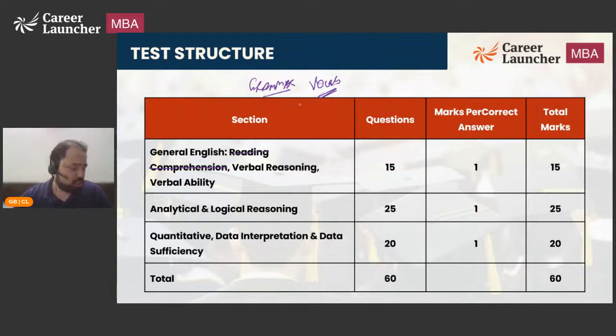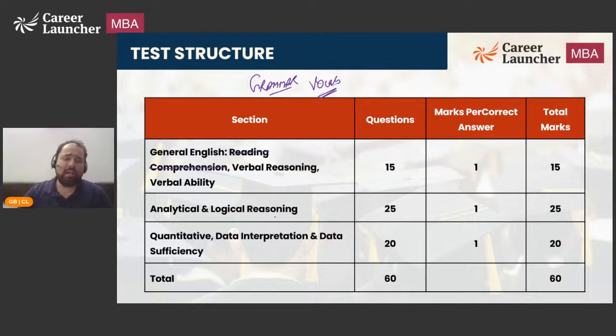If you are comfortable with these two parts, grammar and vocab, excuse my handwriting, the tablet is slightly causing a little bit of problem today. Grammar and vocab is predominantly what you should be looking at. Please keep that in mind when it comes to verbal.